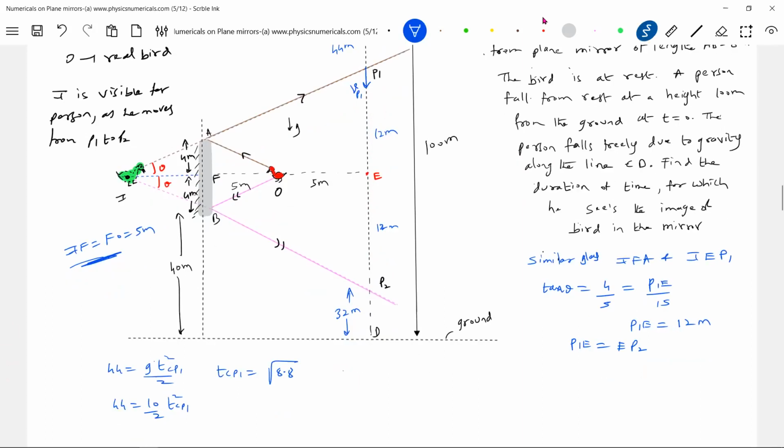So now we'll take this one, 44. What is the time taken to move from P1 to P2? You will enter with this much velocity here. So 44 equals VP1. VP1 we should calculate. VP1 should be equal to g TCP1, 10 root 8.8. There's a time which we needed.